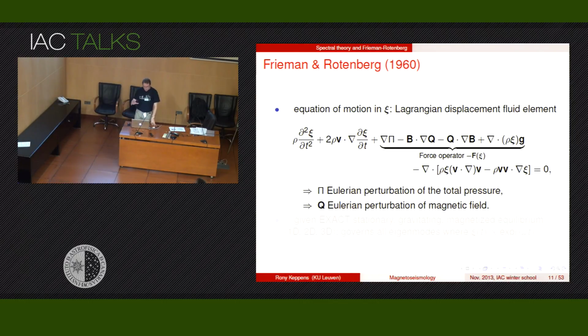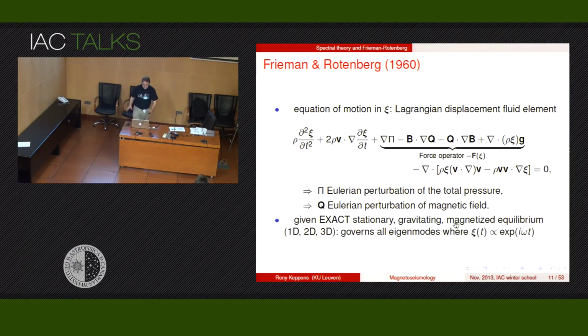And I hope that more people start to use it. Because this is basically then quantifying what is all in here. These are then the linearized forces, right? So linearized total pressure is here. This is linearized Lorentz force. Gravity is taken into account. All effects due to shear flow are all here. And this is then about an exact stationary gravitating magnetized spectrum.